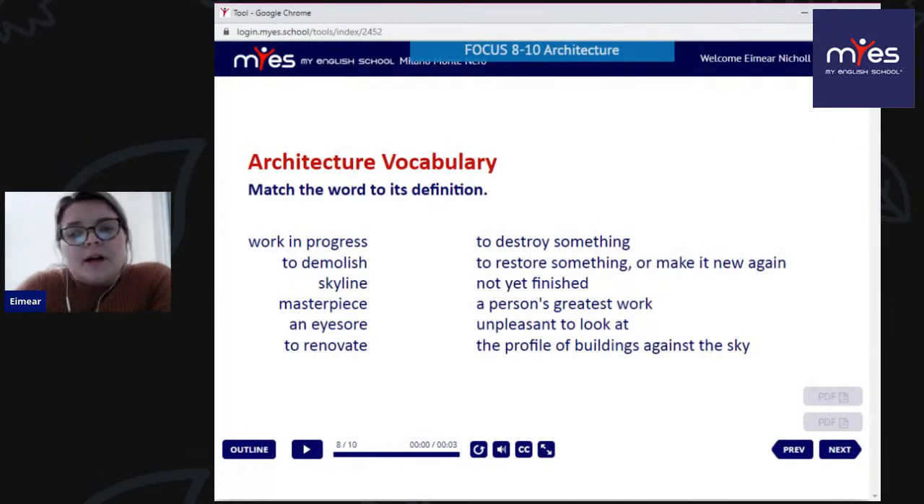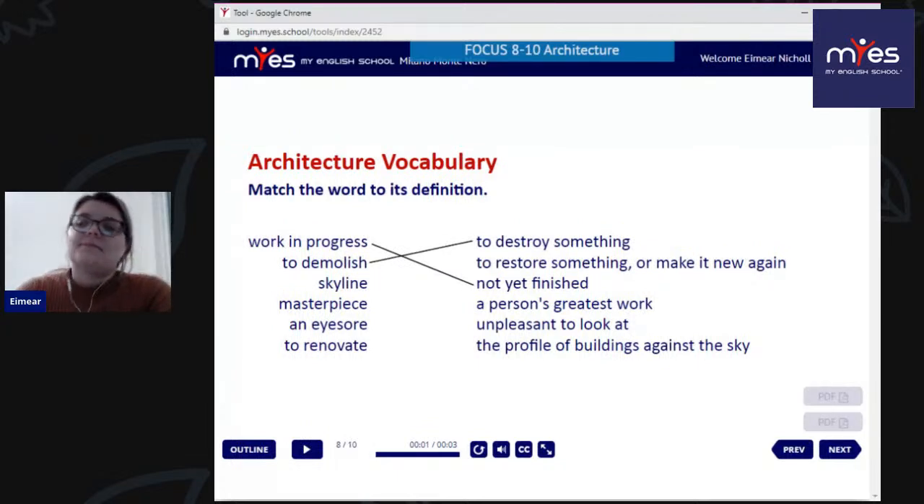So number one, work in progress. A work in progress is something which is not yet finished. So this painting is a work in progress. It's not finished yet. To demolish. To demolish is to destroy something.